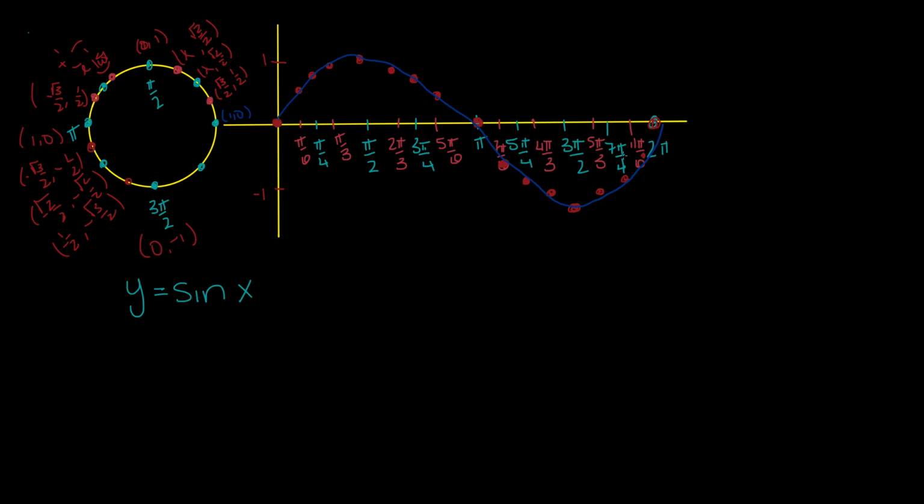So notice that the y values begin to repeat themselves again after 2 pi. So then we're going to go up and back down again, and up and back down, and this will go on and on and on for a domain of negative infinity to infinity.